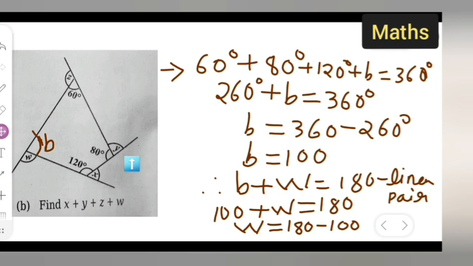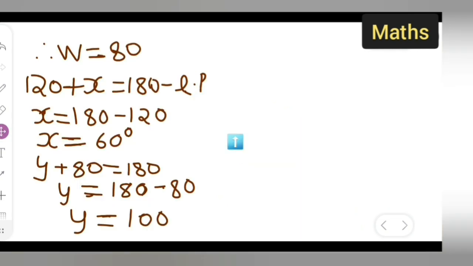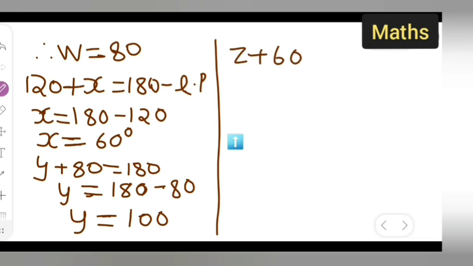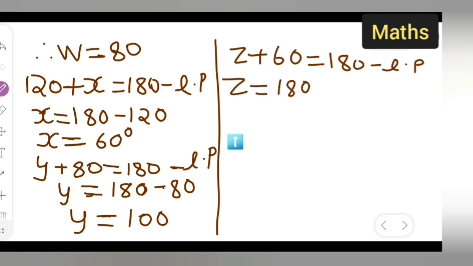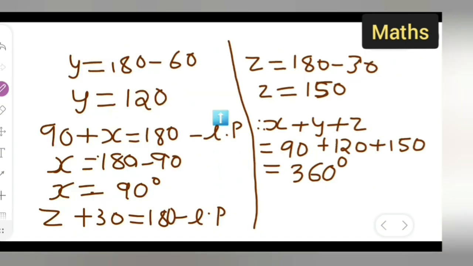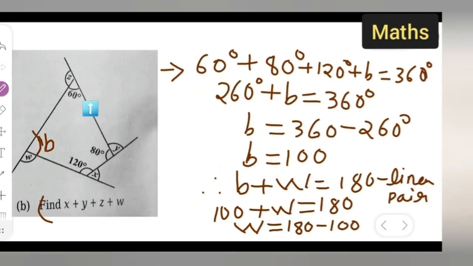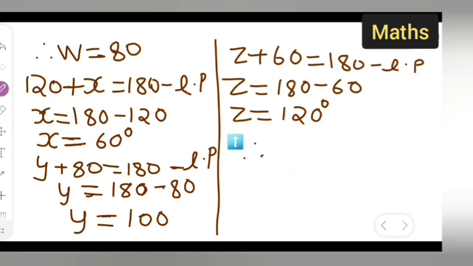Next, let us see. Now we need to find the value of z plus 60. So z plus 60, here this was a linear pair, okay, and this is also is equal to 180, and this will be the linear pair. So z is equal to 180 minus 60 will give you z is equal to 120 degree. Therefore we need to add all this, right? We need to find what? X plus y plus z plus w.